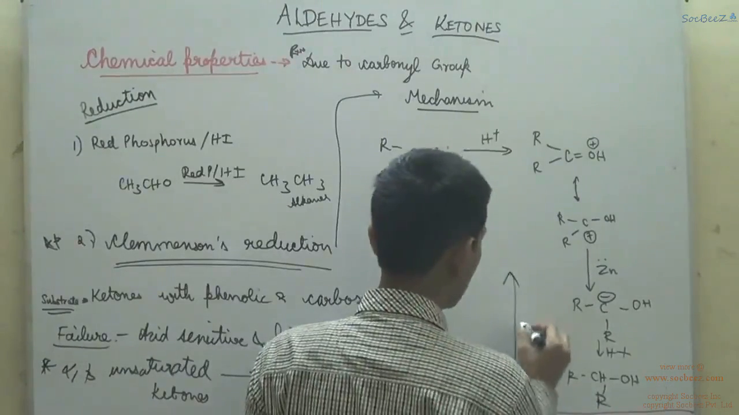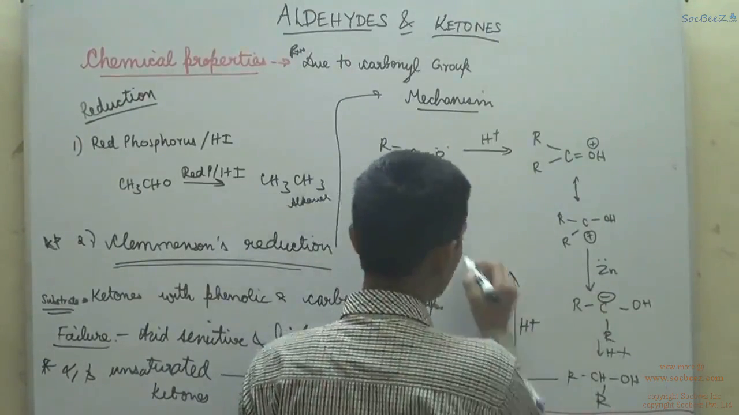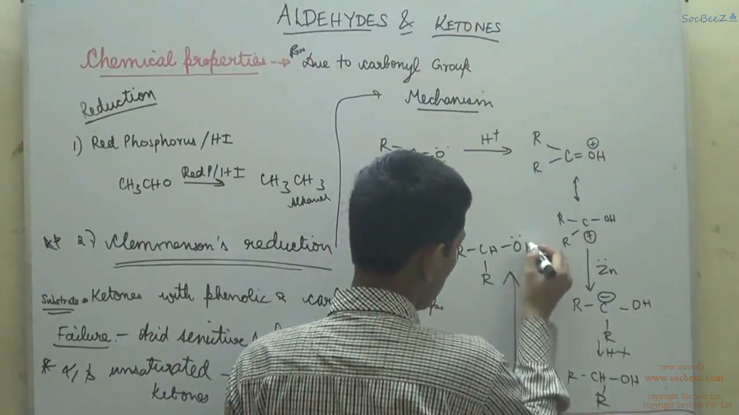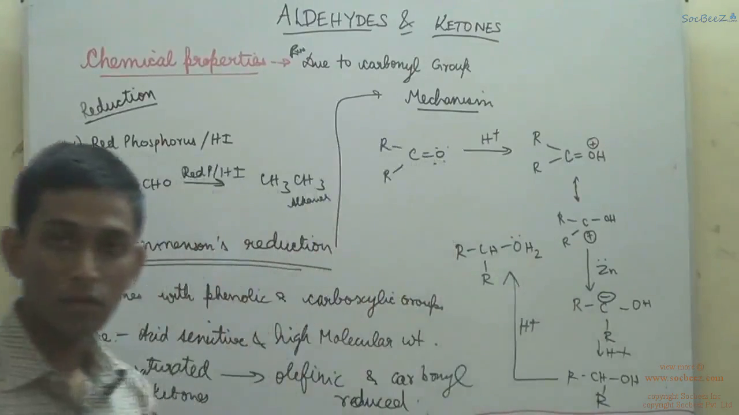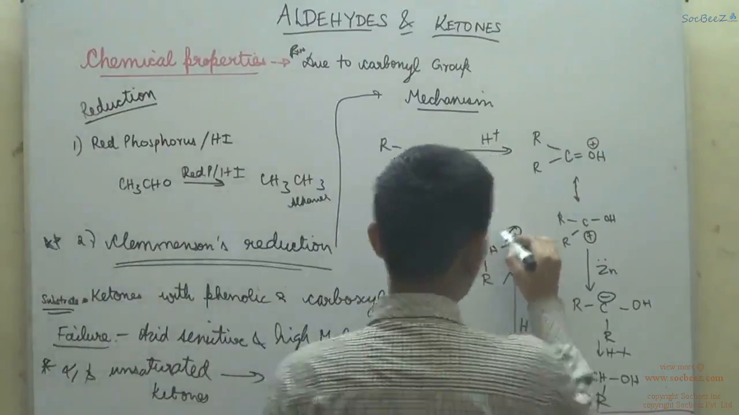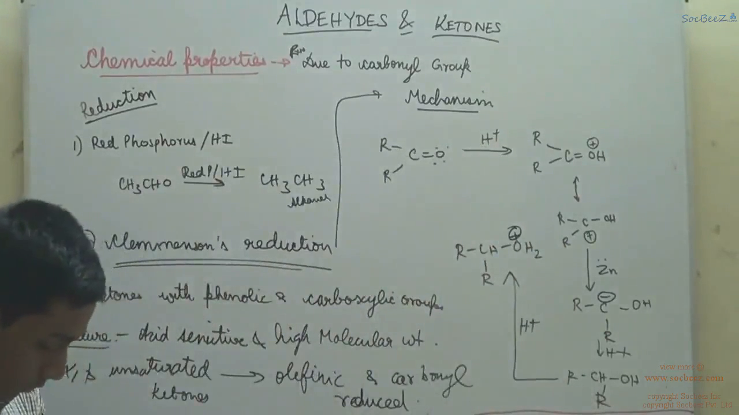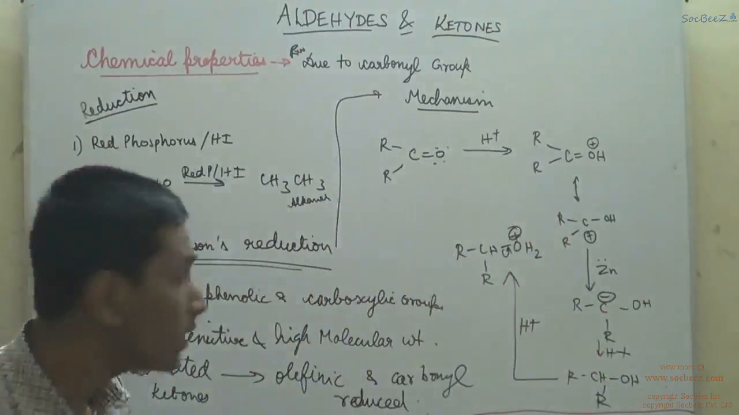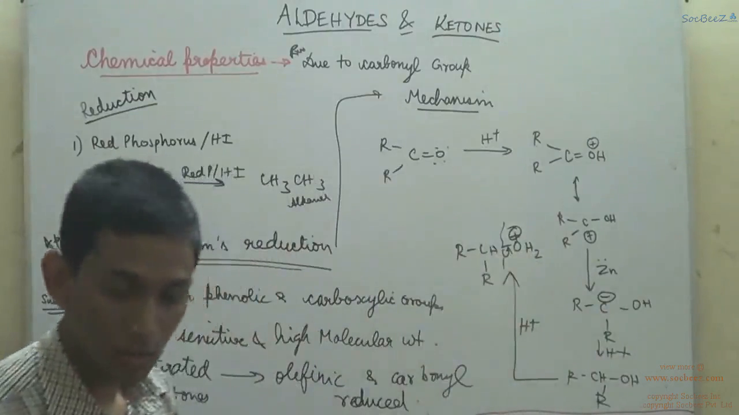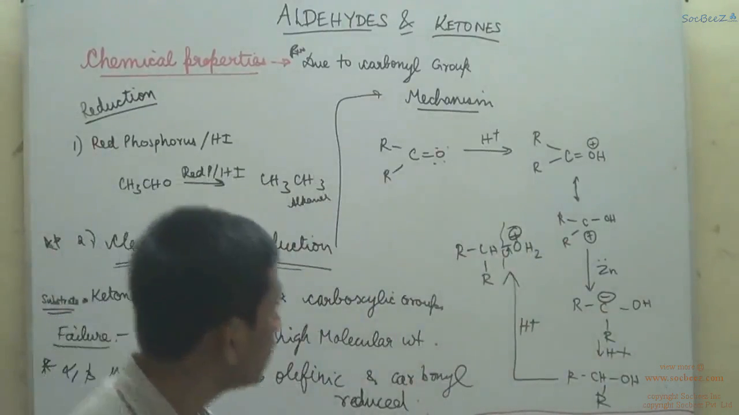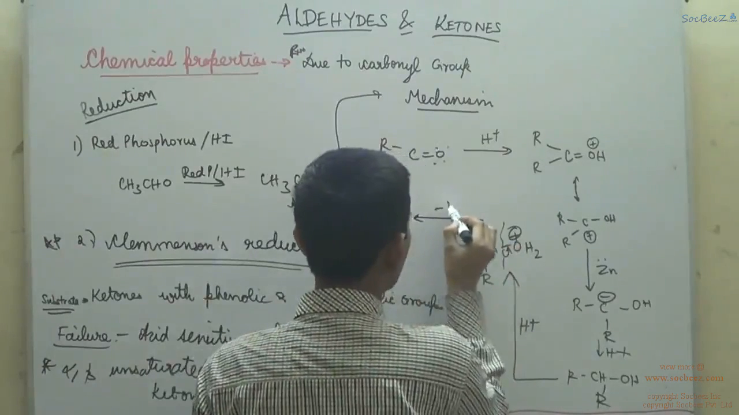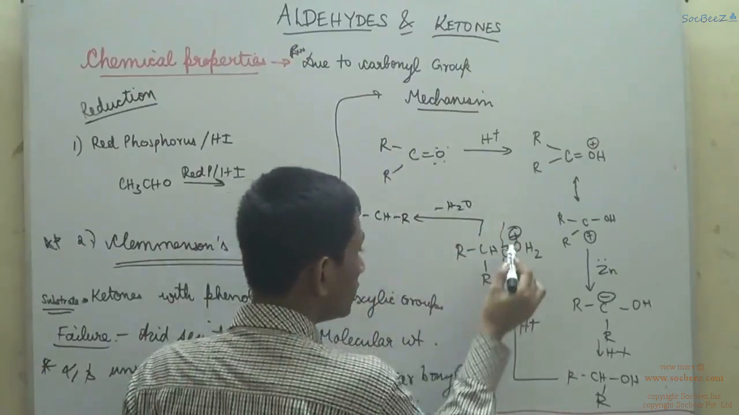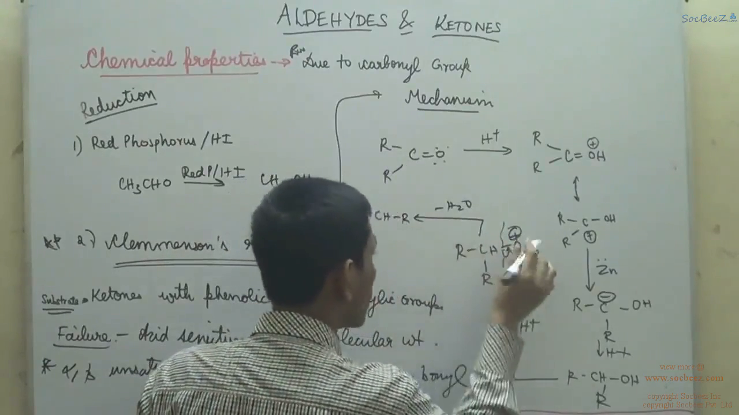Now, acidic medium picks up one more H plus. R, CH, R, oxygen having a lone pair donates it, so it forms OH2 plus. Because of this, it gets a positive charge. What happens now? This pair of electrons shifts and this goes away as a water molecule. So if you take minus water molecule, you get R, CH, R.